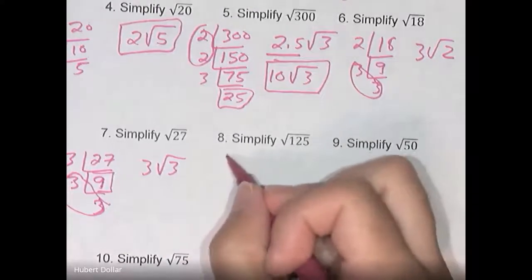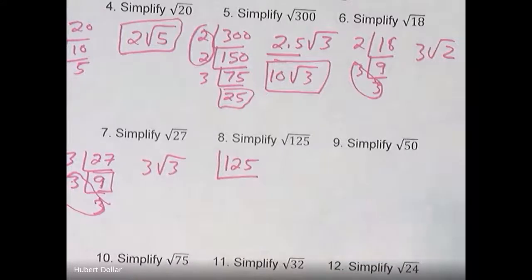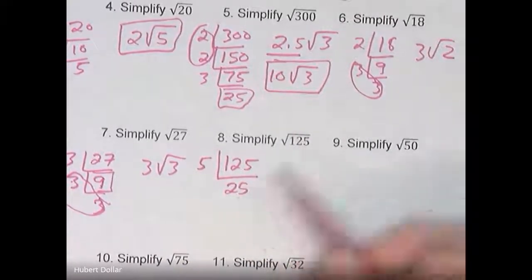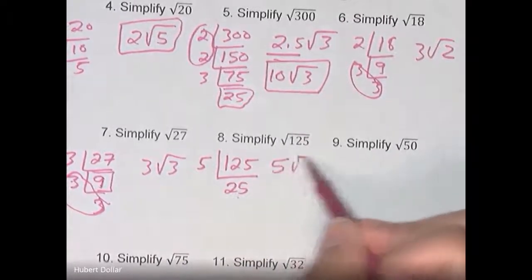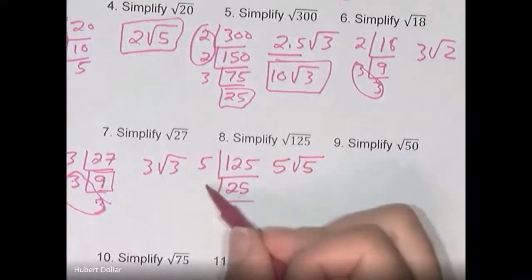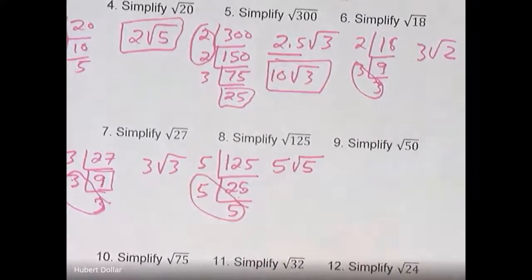Square root of 125. You take 125. Now 125 does not divide by 2, does not divide by 3, but it does divide by 5, which is the next prime number, which gives 25. If you remember that the square root of 25 is 5, you can write the 5 outside and put the 5 inside. If you don't, then you can divide by 5. 25 divided by 5 is 5, and we can circle the 5's, and there's your answer.